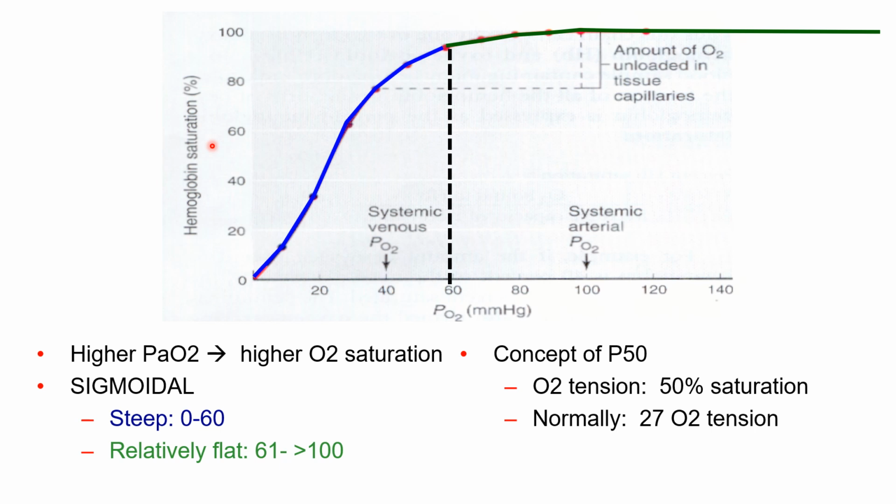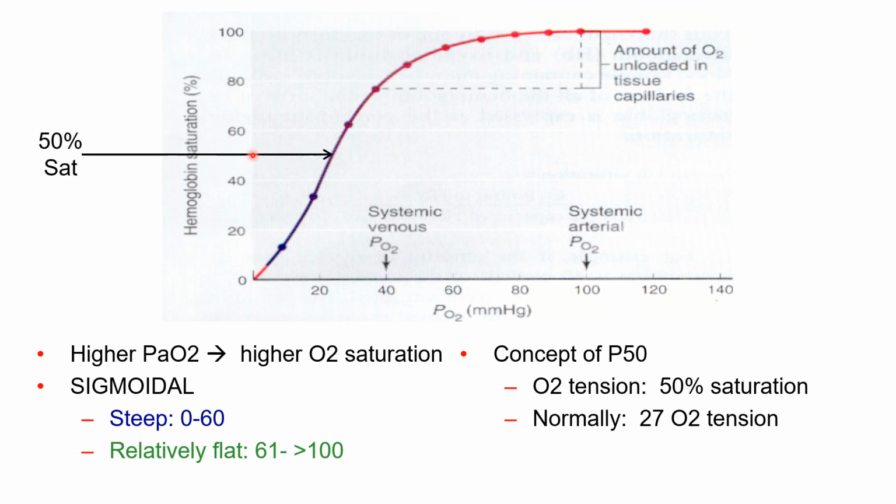Now, let me introduce you to the concept of the P50. P50 is the O2 tension wherein the hemoglobin is 50% saturated. So that's around here. At 50% saturation, the arterial O2 tension is around 27. So normally the P50 is 27, and P50 is the arterial O2 tension wherein the hemoglobin is 50% saturated with oxygen.